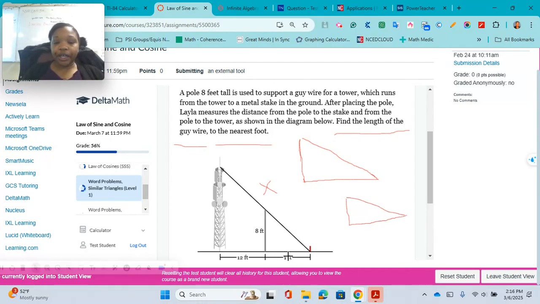The smaller triangle has the base at 1 foot. The bigger triangle has the base at 12 plus 1 foot, 13 feet. The small triangle has this length at 8 feet. And I need to find the length of the guy wire to the nearest tenth.